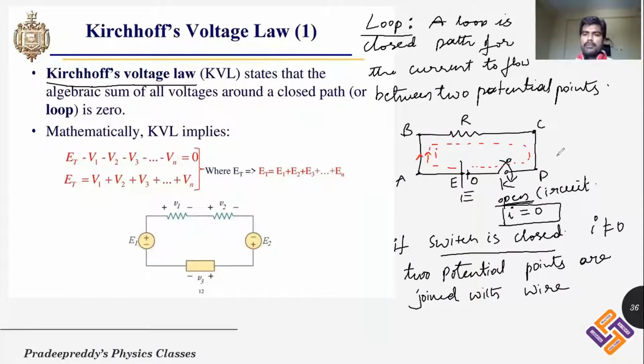There is one closed path for the current to flow in this circuit. Such types of loops which are closed and provide one path for the current to flow are called loops. Now this is a loop. And remember, a loop may not be exactly closed. Between E and 0, it may not be exactly closed. Sometimes it may be like this.